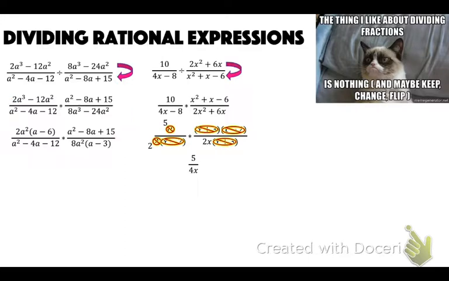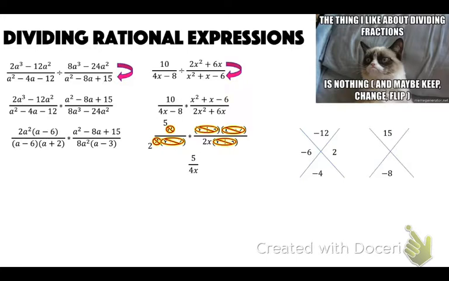Then I need to see what multiplies, so I need to factor that a squared minus 4a minus 12. So see what multiplies to be negative 12, adds to be negative 4. Well, it's negative 6 and 2, so that's that piece right there. See what multiplies to be 15, adds to be negative 8. Well, it's negative 3 and negative 5, so that's that piece right there.